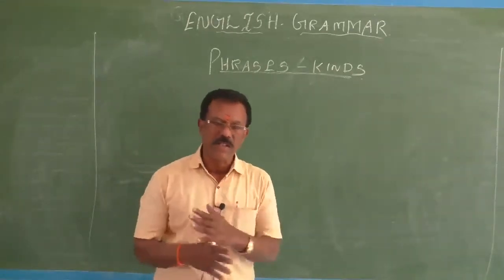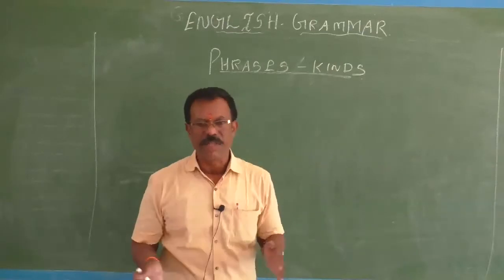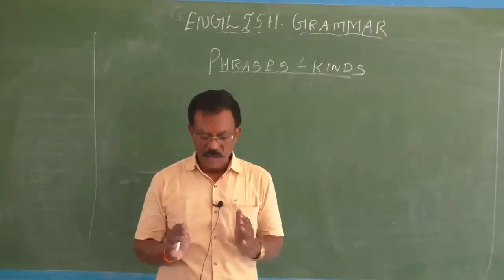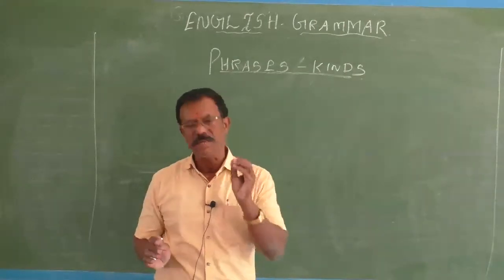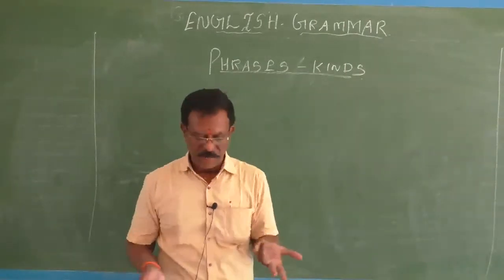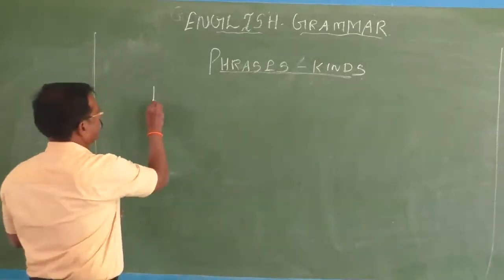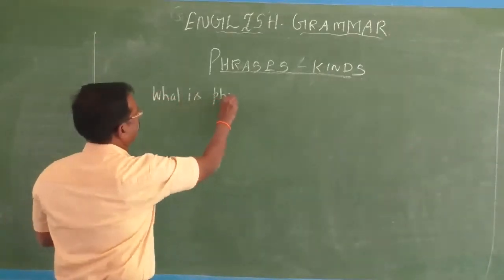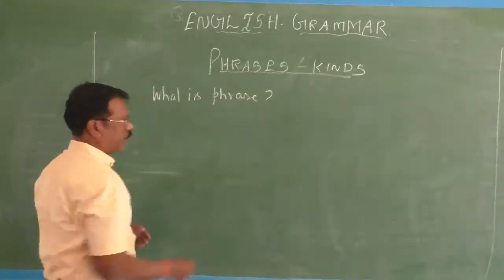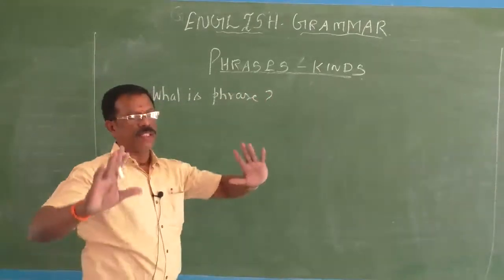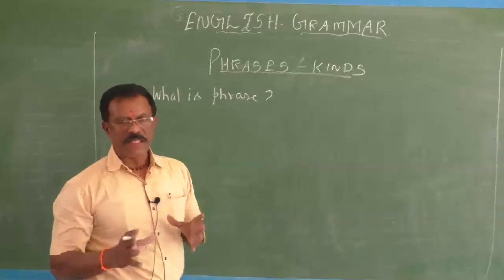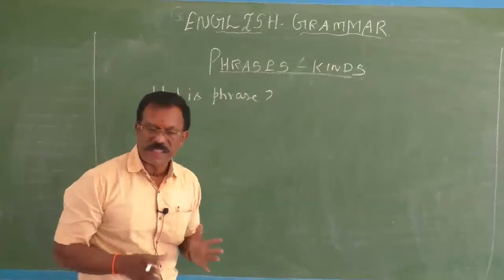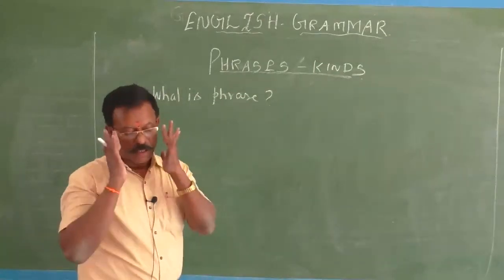In a phrase there is no finite verb. There is no subject. So a phrase has no finite verb, and a phrase has no subject. It gives you some sense, but not completed sense. For example, if you are asked what a phrase is, you have to say: a phrase is a group of words which makes some sense but not completed sense.